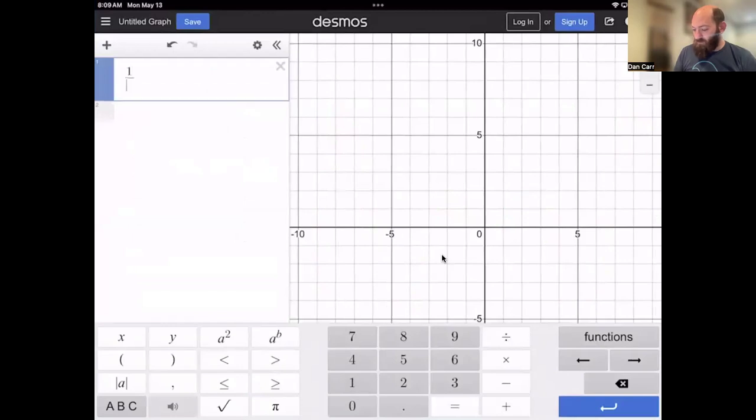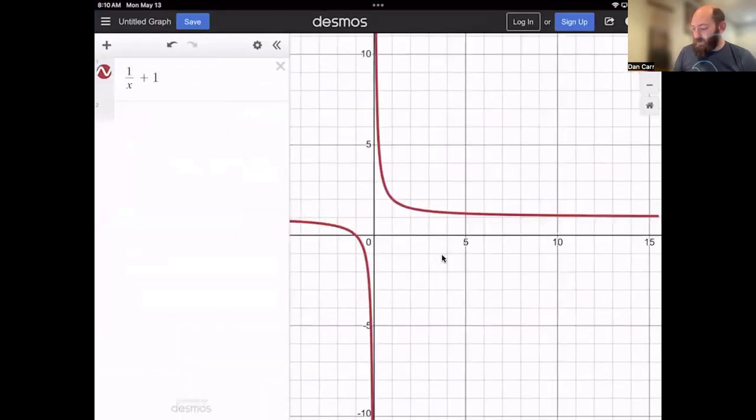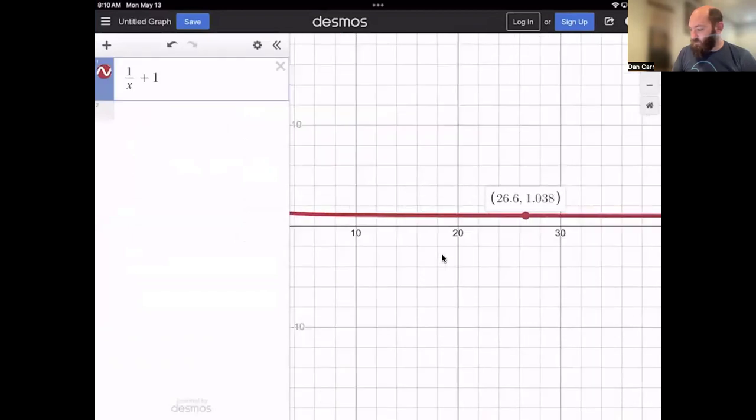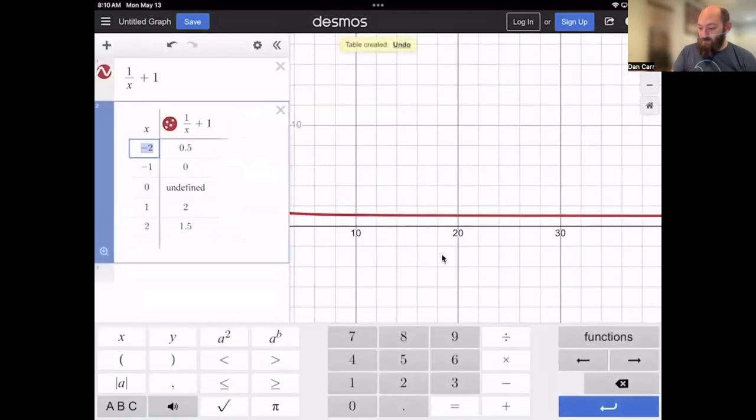So 1 over x plus 1. The idea is that as it goes on and on and on forever, we can see that. I go to my table feature. We can see that if I'm going towards 1, 2, we'll go up to, I don't want to go to 3, let's go to 10.